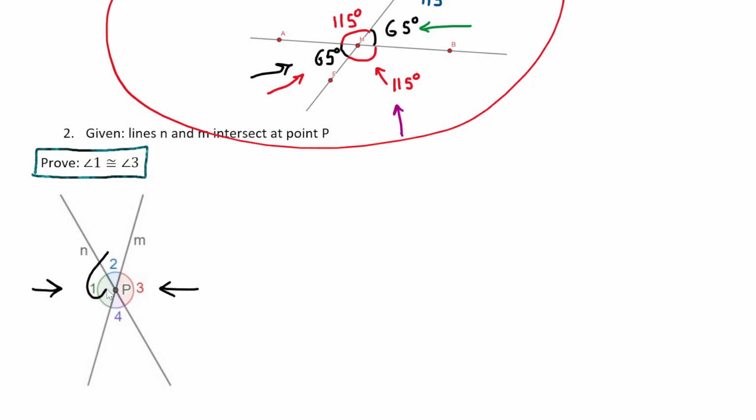Now, within these supplementary angles, you have many options. You can choose these two supplementary angles, 1 and 2. You can choose these two, 3 and 4. You can choose these two, which is 1 and 4. And you can also choose these two, 2 and 3. There's 4 options. You only have to choose 2 of them, okay?